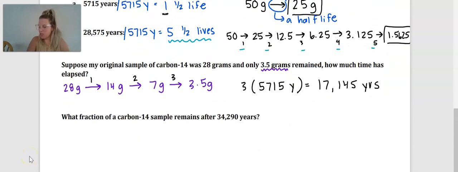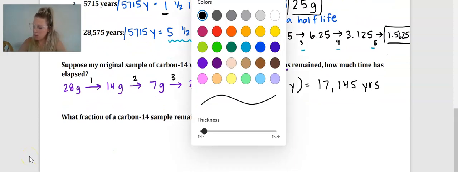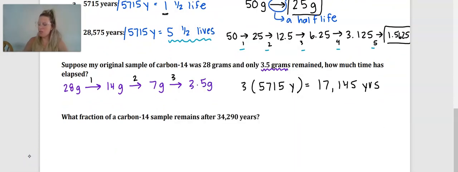One last problem for you. What fraction of a carbon-14 sample would remain after 34,290 years? We're going to take that time, 34,290, and divide it by the half-life time of 5,715 years. This tells me that we've undergone 6 half-lives, and we need to figure out what fraction remains.